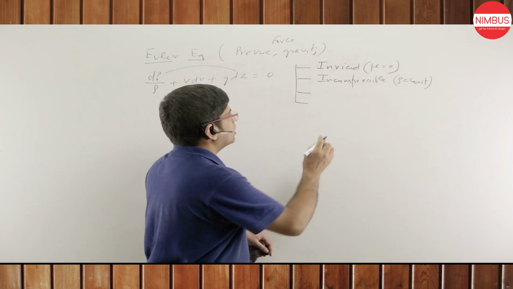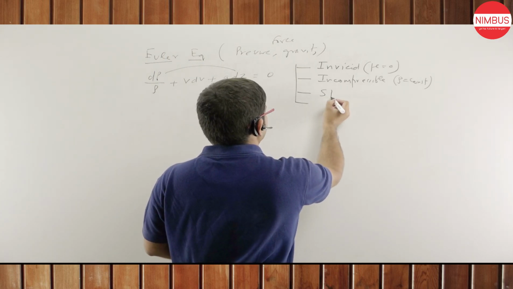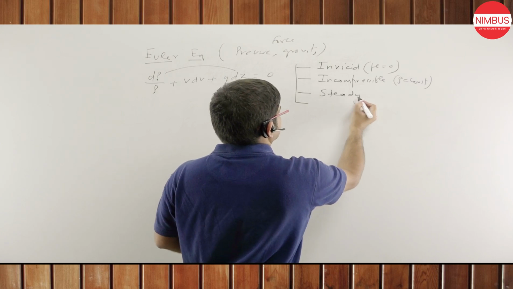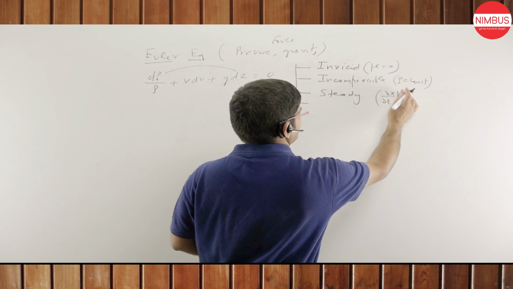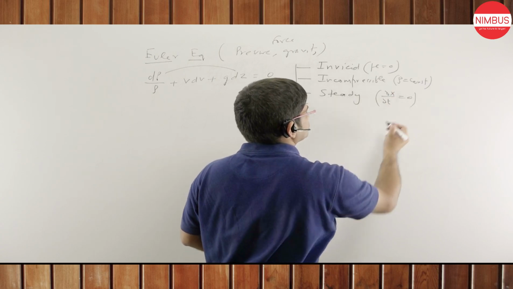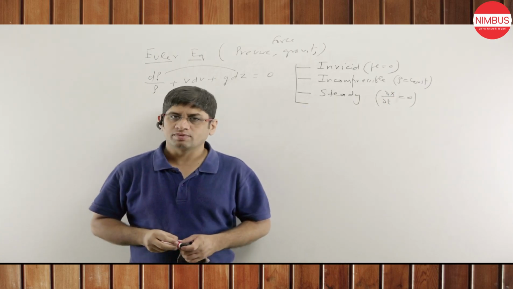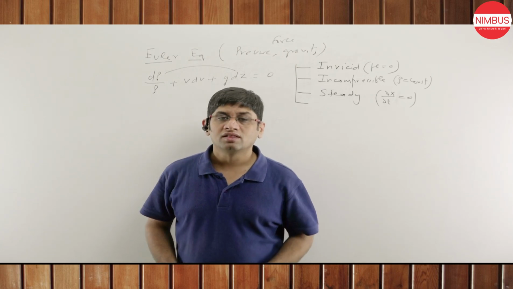The third assumption is steady flow. Do you know the meaning of steady flow? Steady flow means the rate of change of any particular parameter with time is equal to 0. That means there is no variation with respect to time. That is called steady flow. That is the third assumption.